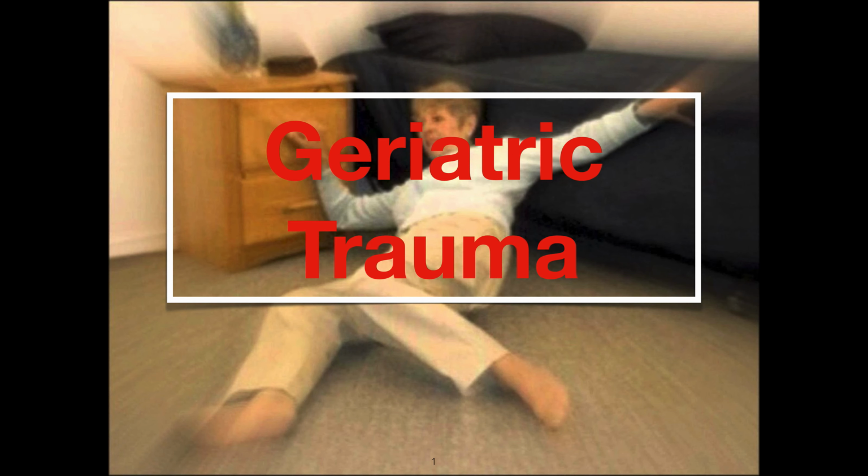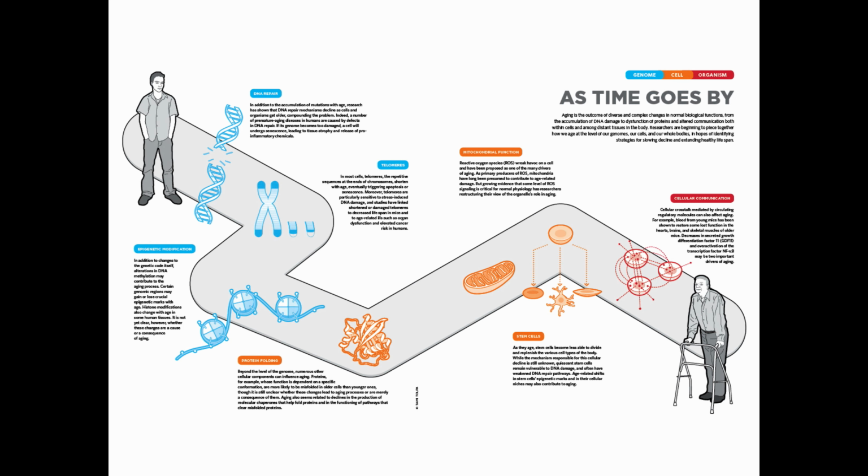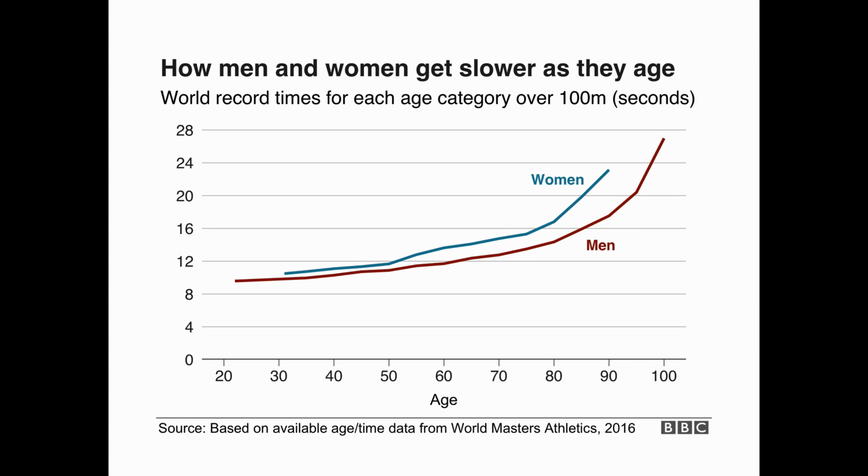So, to start, aging as a process is defined as the normal, predictable and irreversible changes of organ systems over the passage of time, ultimately leading to death. And how that occurs on a microscopic level, obviously you've got telomeres, and you just lose function over time. You get senescence of cells, reduced responsiveness of tissues and organs, and a reduced response to threat.